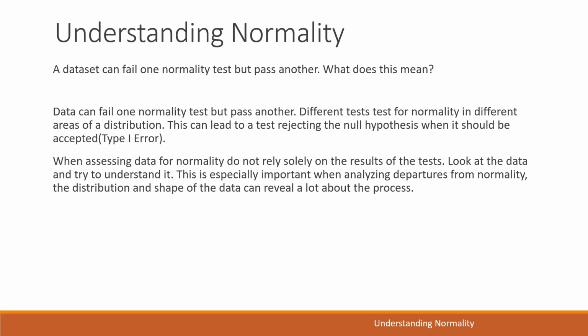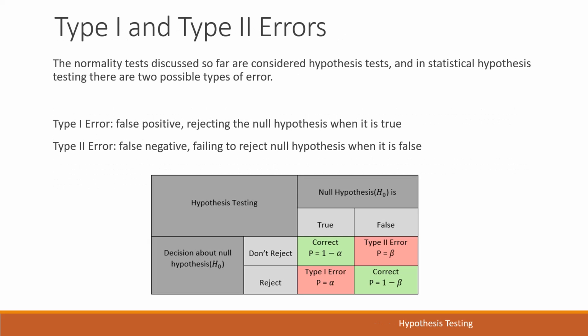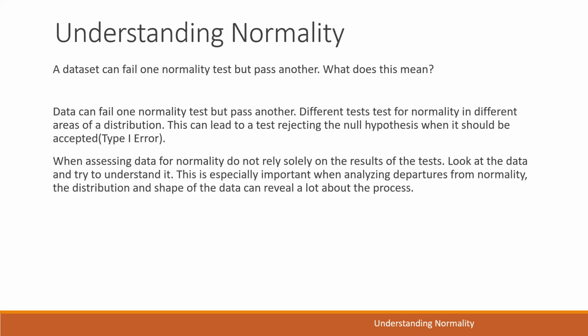So now we've pretty much touched on everything. Now we just got to wrap it up here. The reason we have multiple different methods is because a data set can fail one normality test but pass another. Does this mean that the data isn't normally distributed, or that it is? Well, data can fail one normality test but pass another because different tests examine different areas of the distribution. And this can lead to a test rejecting the null hypothesis when it should be accepted. That's your type 1 error. So if it fails the Anderson-Darling but then passes the Ryan-Joiner, that would be a type 1 error in the Anderson-Darling.